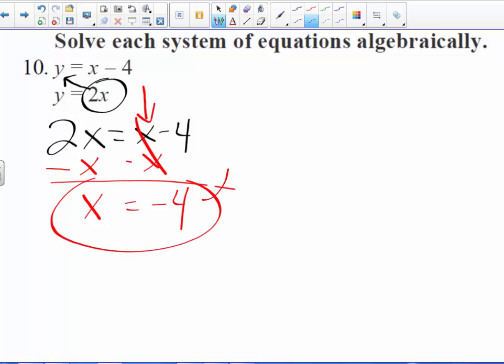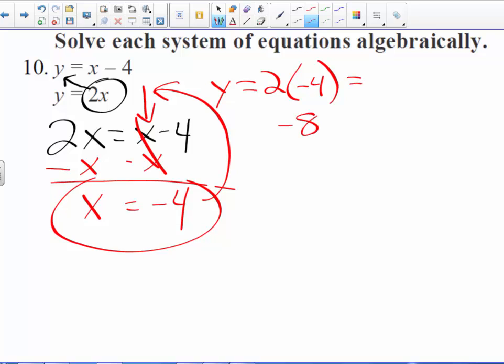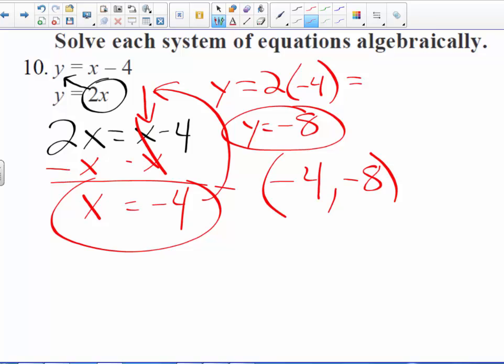Take that value and plug it in for x. So y equals 2 multiplied by negative 4, and 2 times negative 4 is negative 8. So y equals negative 8, x equals negative 4, so the solution is (negative 4, negative 8). That's your solution.